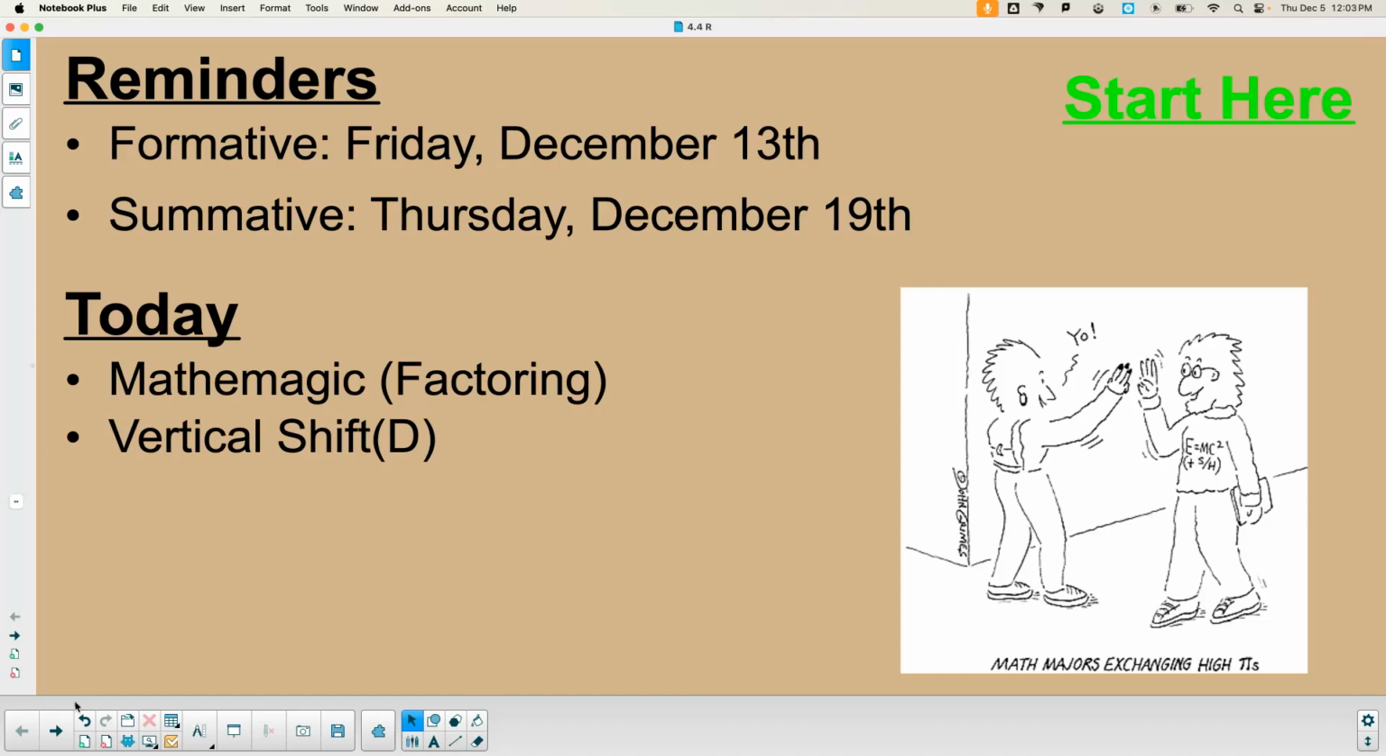So again, I remind you, a week from tomorrow, you'll have a formative. And then 2 weeks from today, you'll have your summative on graphing and curve fitting things. Okay? So just a gentle reminder of that.